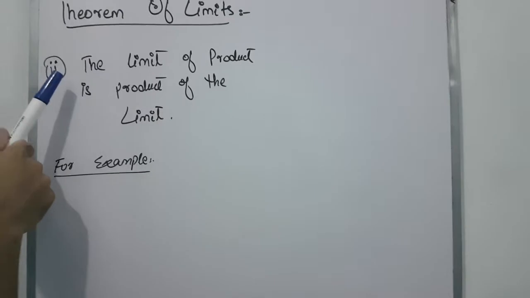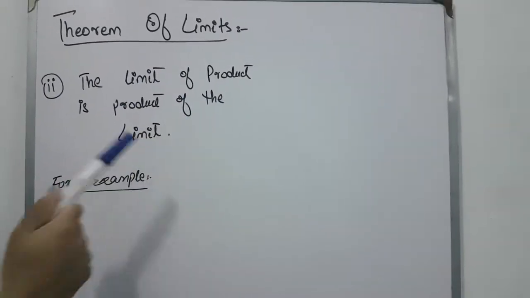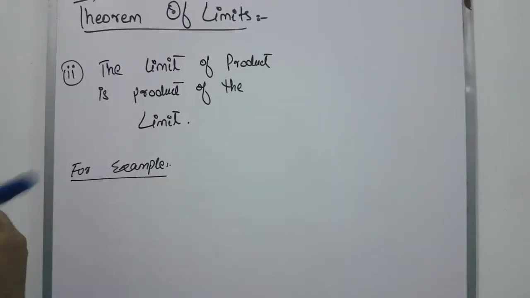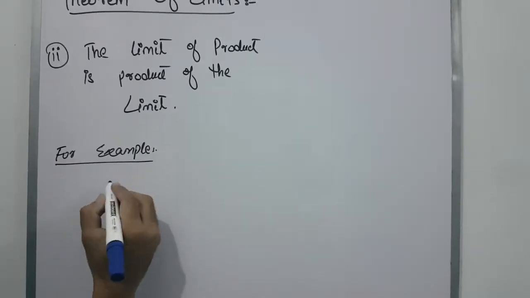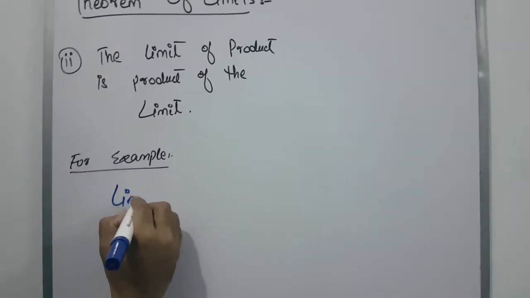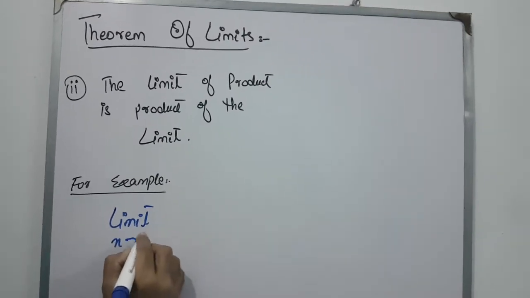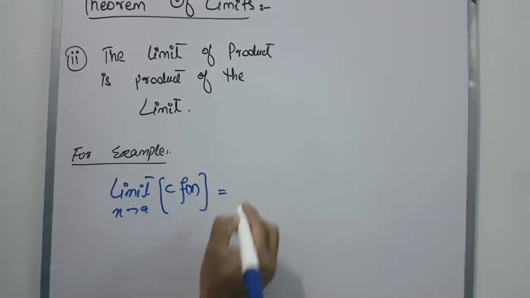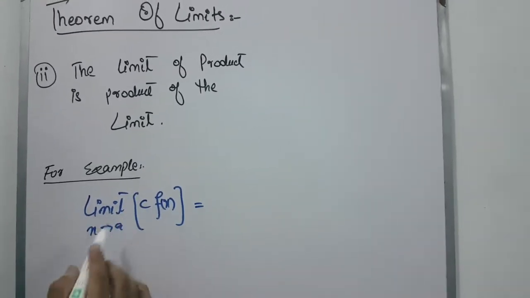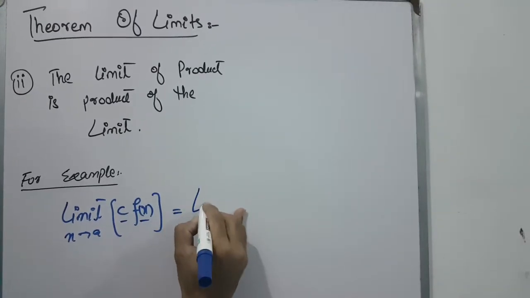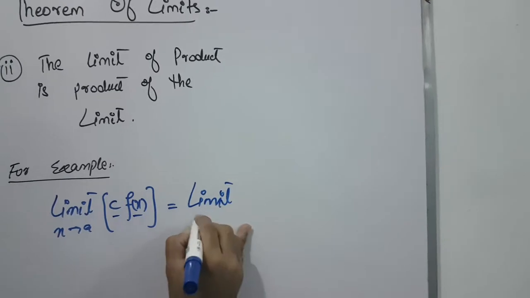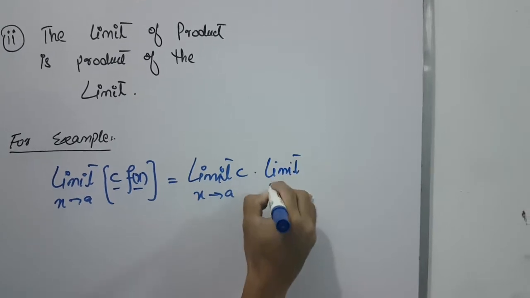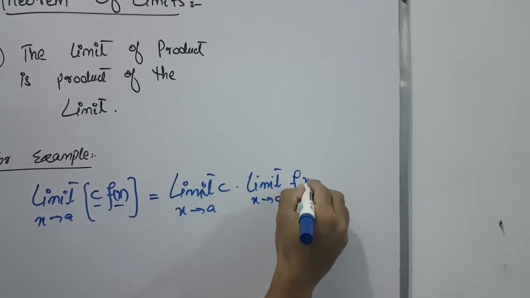Now I just write the second theorem. The second theorem is the limit of product is a product of limit. The same scenario happens as I discussed in the sum of limits. I just take the general form, that limit x approaches a, c f of x. Now what just happened is that I just take limits on both c and f of x like this, limit x approaches a c dot limit x approaches a f of x.